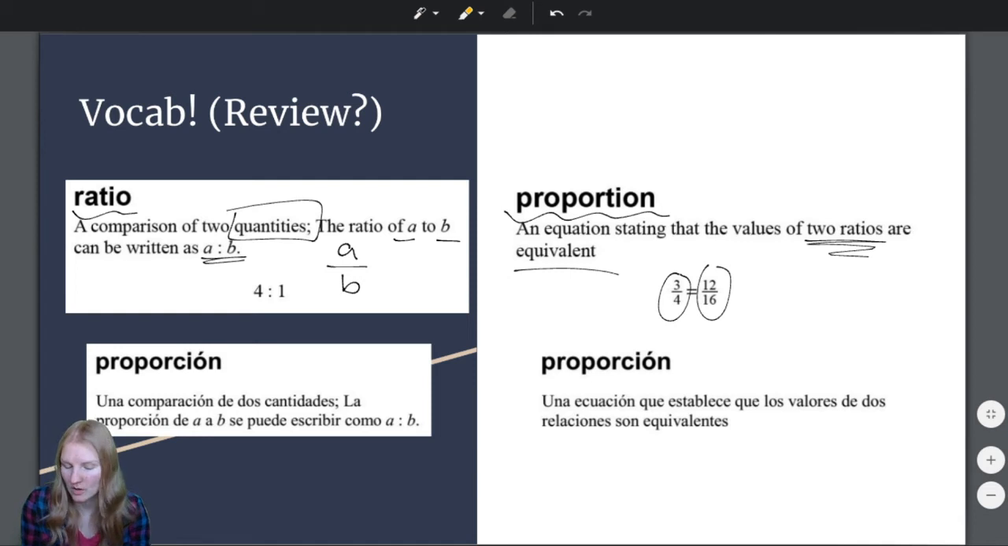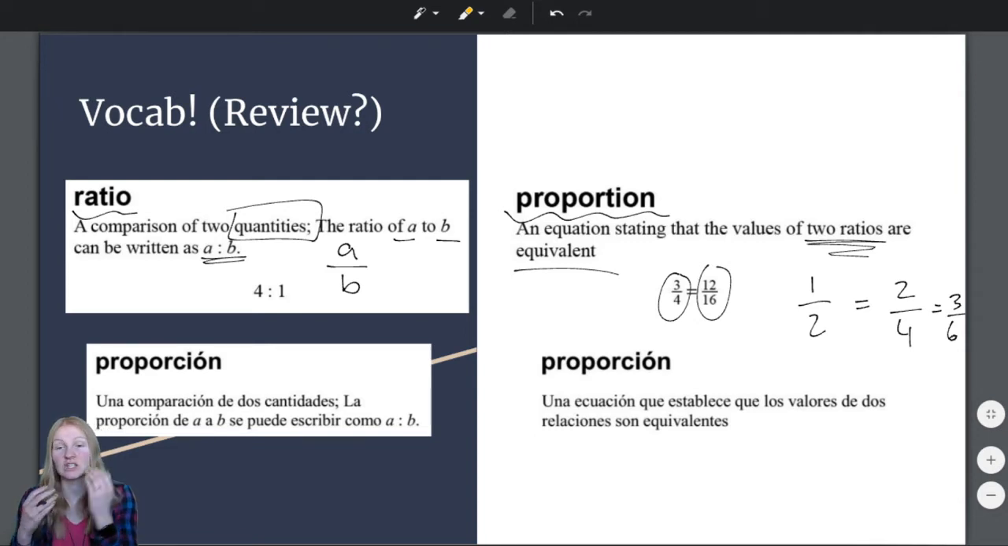If you don't remember equivalent fractions, that's like 1/2 is equal to 2/4, which is equal to 3/6, and so on, you get it. So 3/4 is equal to 12/16. So that's what a proportion is. A proportion is when you set two ratios equal to each other.